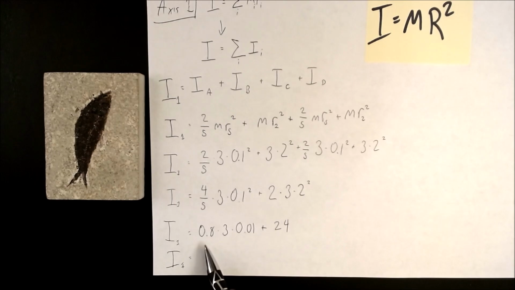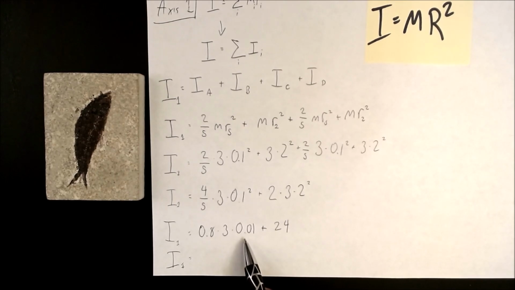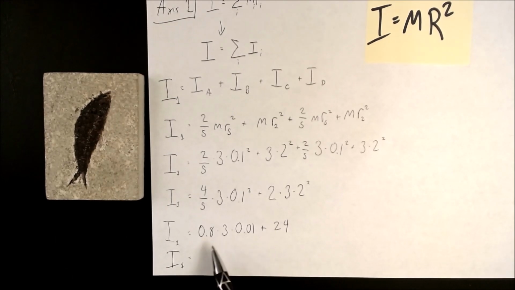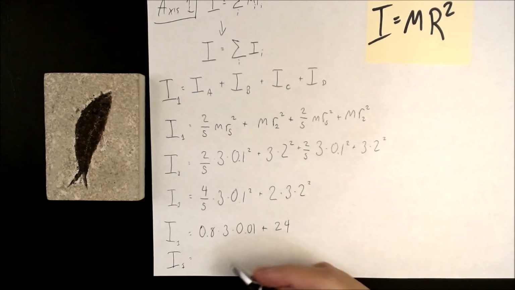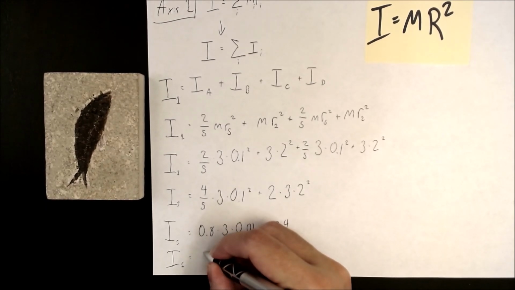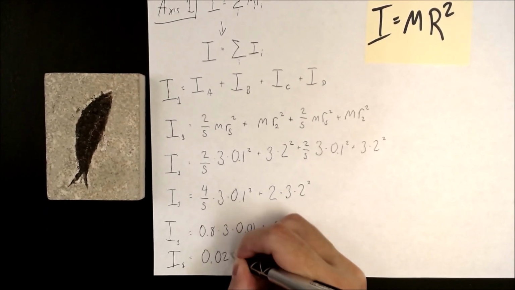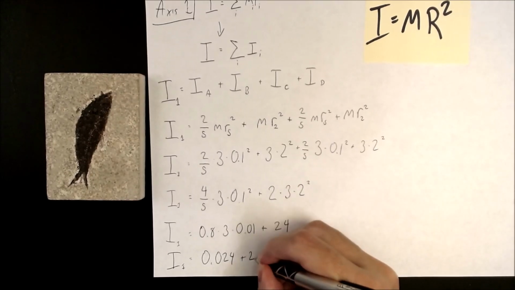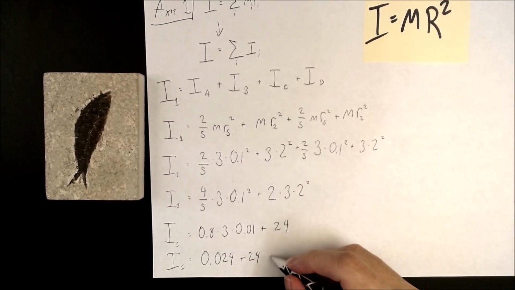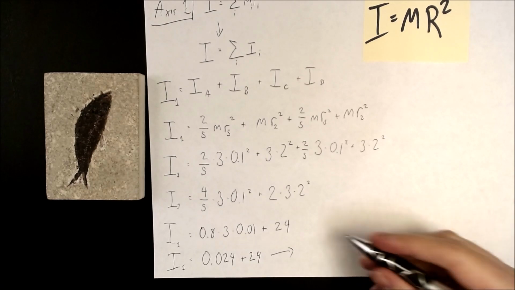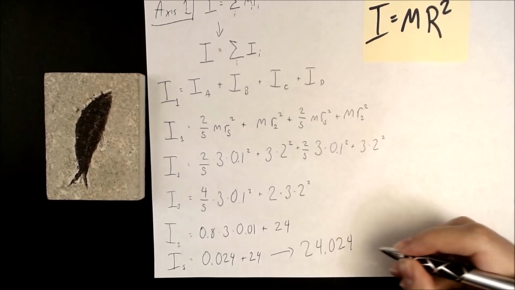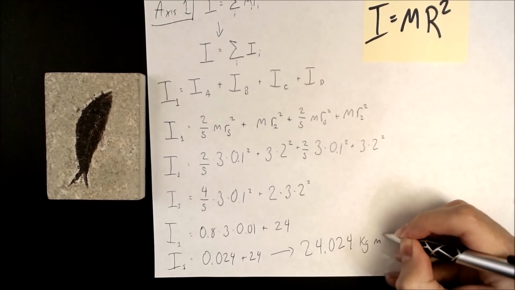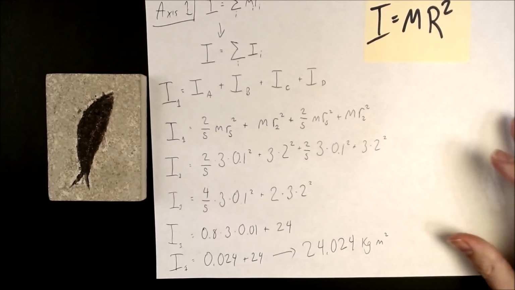So what is this? I1 is equal to 0.8 times 3 times 0.01. Well, 0.8 times 3 is 2.4, times 0.01 is going to be 0.024, plus 24. Therefore, the answer that we get is 24.024 kilograms meters squared.